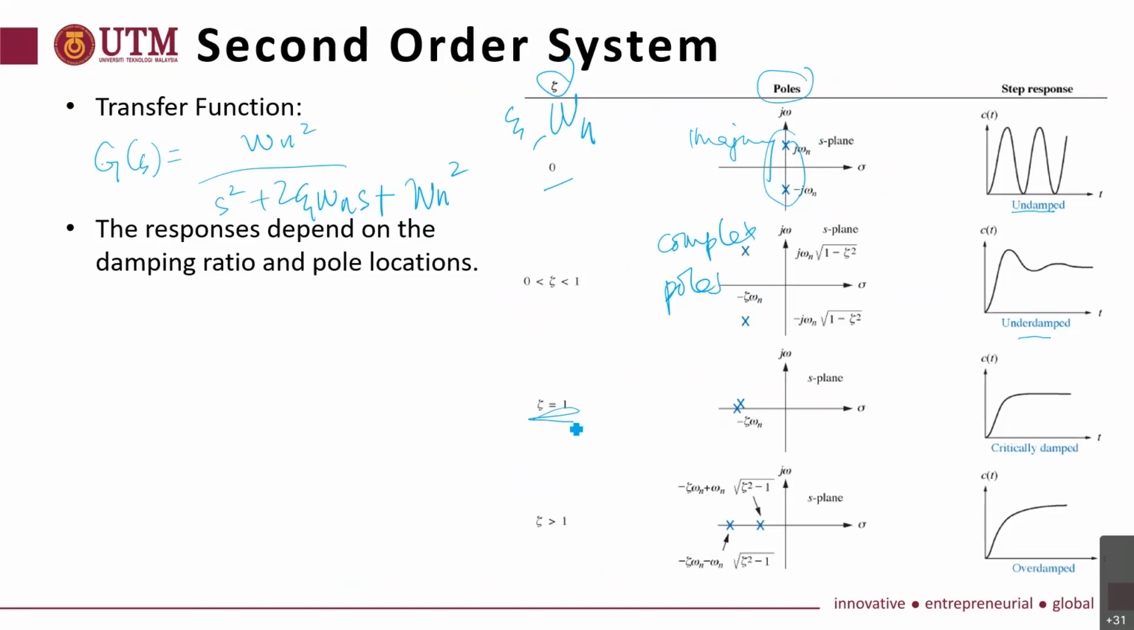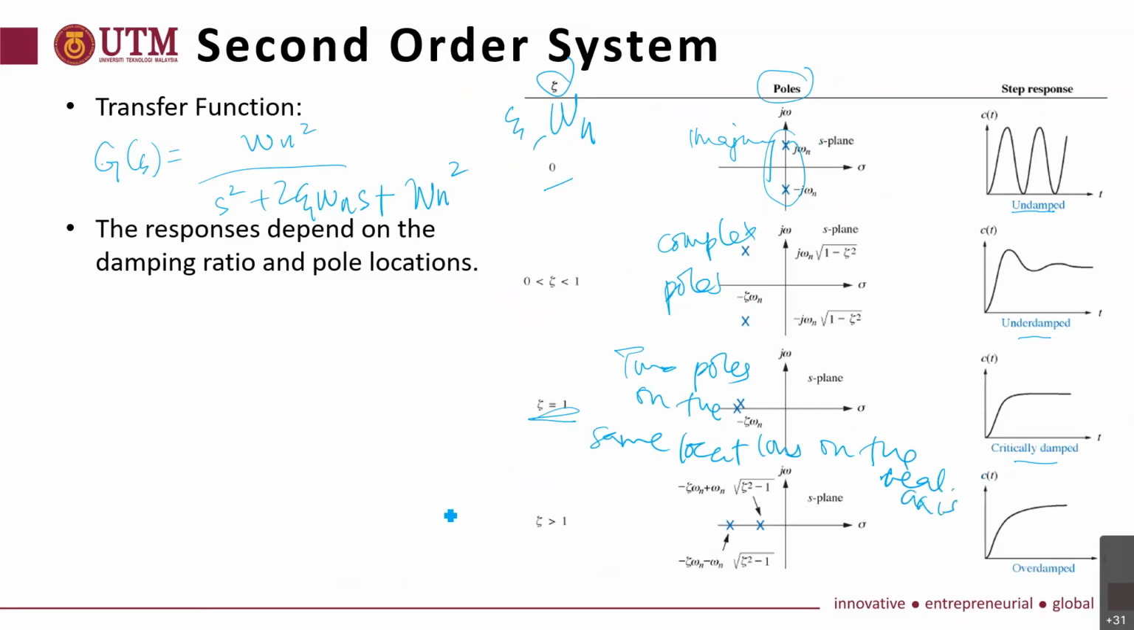We have zeta equal to 1, called a critically damped system. No overshoot. It's like a first order system. And two poles at the same place, two poles at the same location on the real axis.